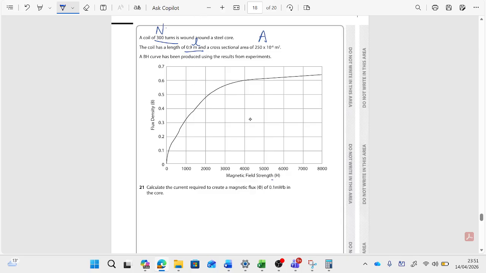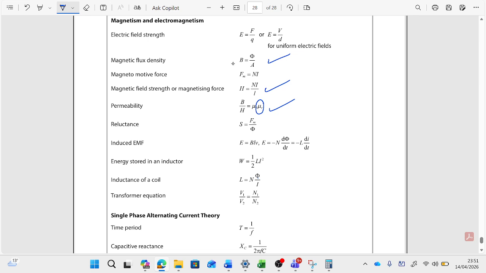Let's see what we need then. It would be really good if we can find out what H is, so then we can work out what the magnetic flux is going to be. So let's see if N, L, A and phi, which formula can we use? N, L and H. So let's put H equal to N i over L.